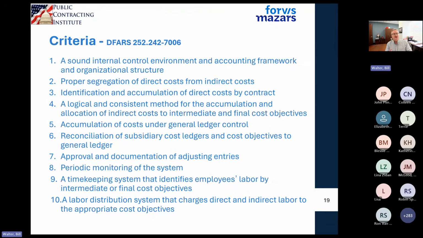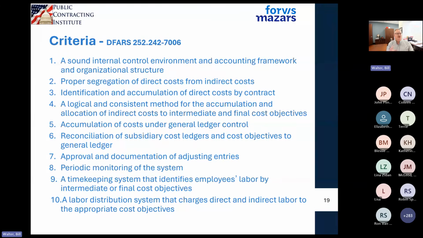So they want to make sure that you have a sound internal control system, a judgmental determination. A lot of subjectivity about that. They want to make sure you have proper segregation of direct costs from indirect costs. They want to make sure that you can account for your direct costs by contract. Those 2 points are straight off of the 1408 verbatim. So when you take a look at these criteria, can you account for cost by project? Do you have a way of accounting for unallowable costs? Do you have a way of calculating indirect rates that is in compliance with what's in FAR Part 31 and, if applicable, the cost accounting standards?